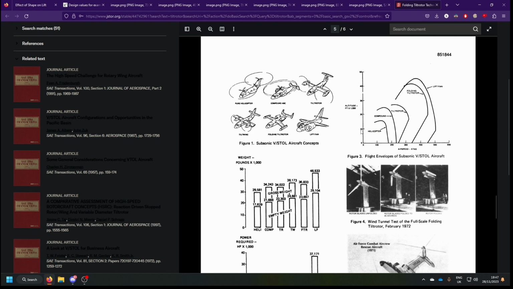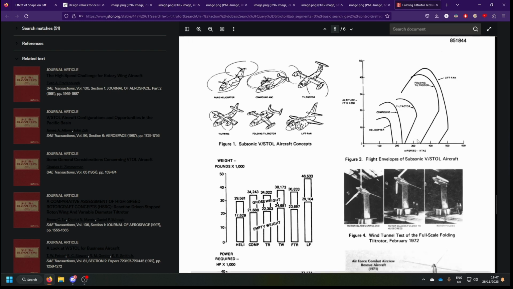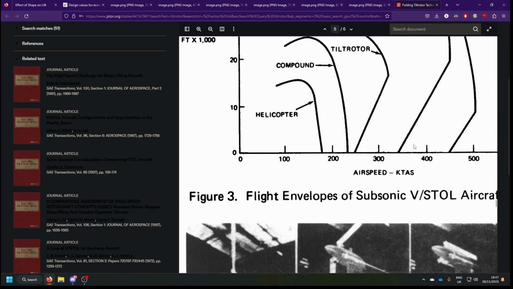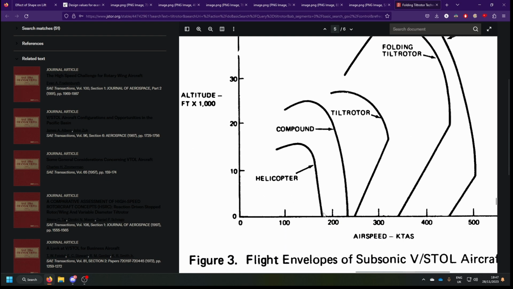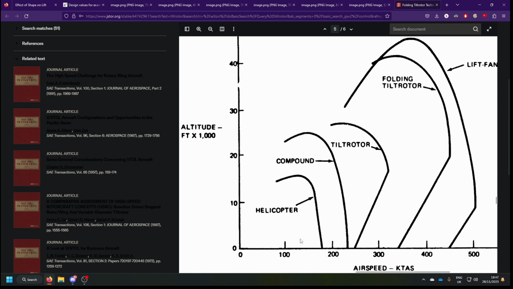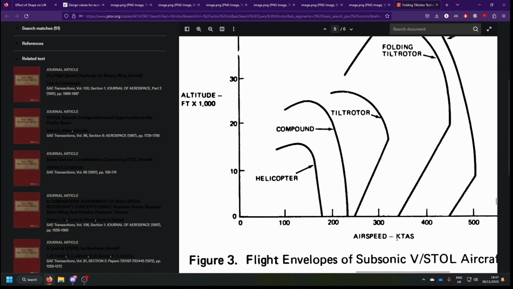Okay. But the thing is, we're trying to make a scale model, like a radio controlled plane or VTOL, and all of these designs, even the helicopter here on this graph, start at a true airspeed of nearly 200 knots, which is about 300 kilometers per hour, probably. We're not going to be going that fast.